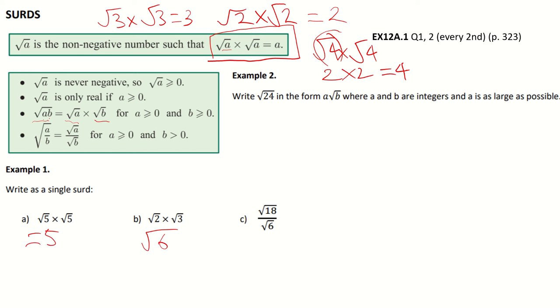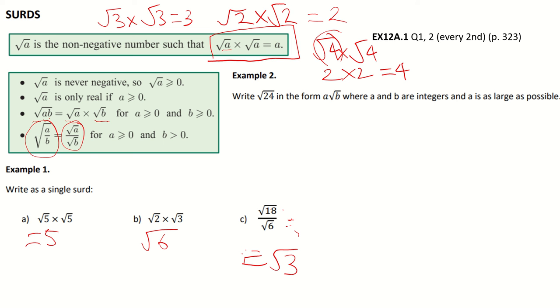And likewise, when dividing surds, if you have the square root of a surd divided by the square root of another surd, that's simply going to be equal to the square root of a divided by b. So 18 divided by 6 is 3, so that'll be the square root of 3. And that's simplifying surds, which you need to be able to do for the test. It'll probably be in the non-calculator section.